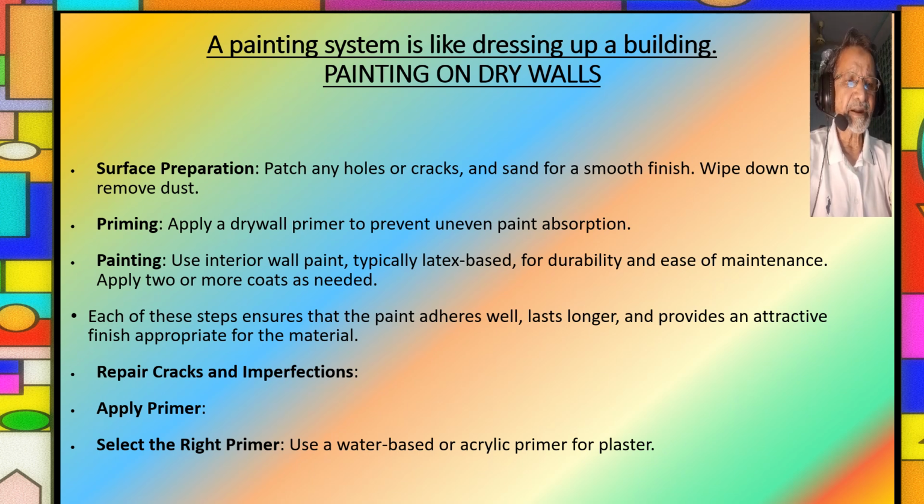Priming: apply a drywall primer to prevent uneven paint absorption. Now the paint is to be started. Use interior wall paints, typically latex based, for durability and ease of maintenance. Apply two or more coats as needed. Each of these steps ensures that the paint adheres well, lasts longer, and provides an attractive finish appropriate for the material.